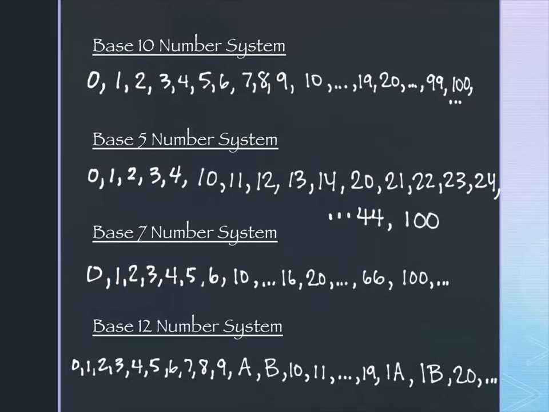What would our biggest two-digit number be in base 12? BB. And after BB, we would have the three-digit number 100.